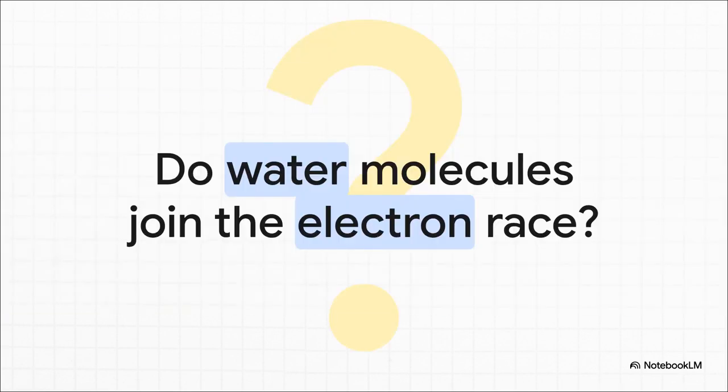So we've seen what happens when we use extreme heat to melt these salts into pure liquids. But let me leave you with a bit of a provocative thought to set up the next level of your chemistry journey. What happens if we take the easy route? What if, instead of melting these salts, we simply dissolve them in water to make an aqueous solution? Do the water molecules just sit back and watch, or do they jump right into the electron race at the electrodes? Think about that.